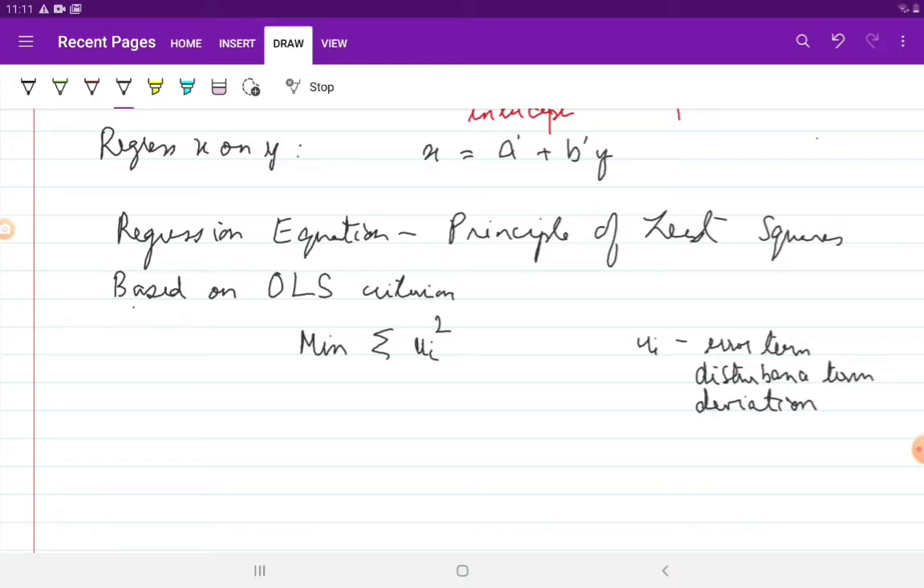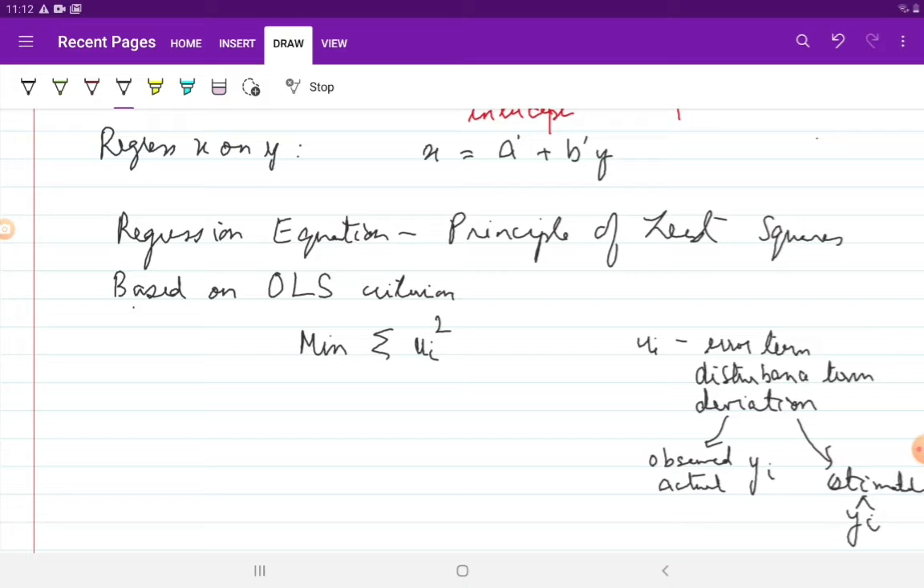It is also known as the deviation. Now, deviation between the observed or actual yi and the estimated yi. I call it yi hat. Now, what do I mean by estimated yi hat?